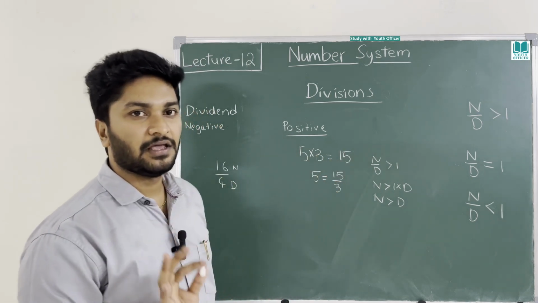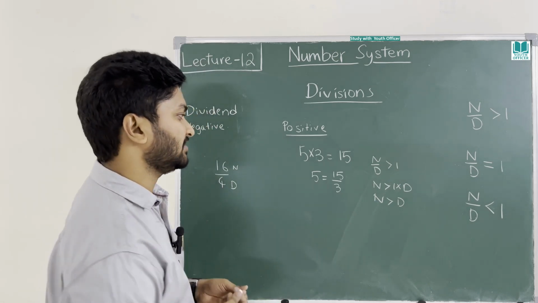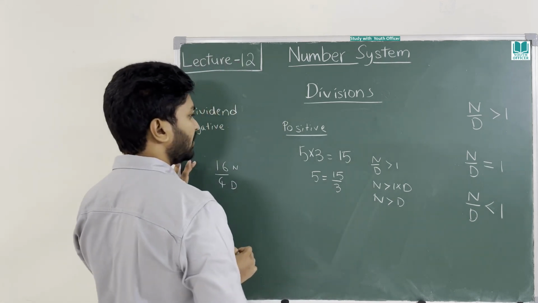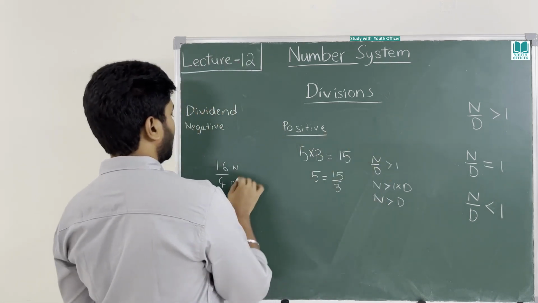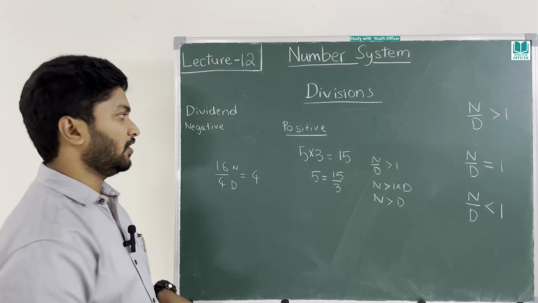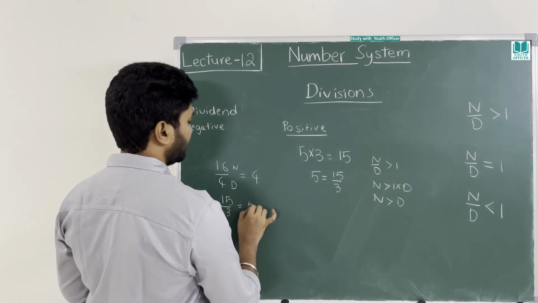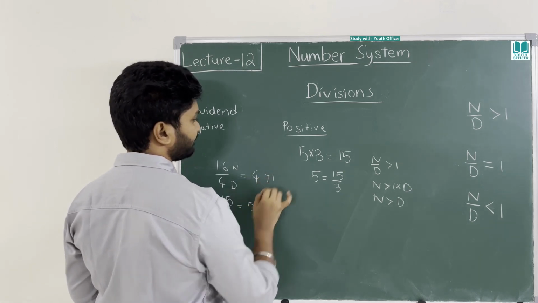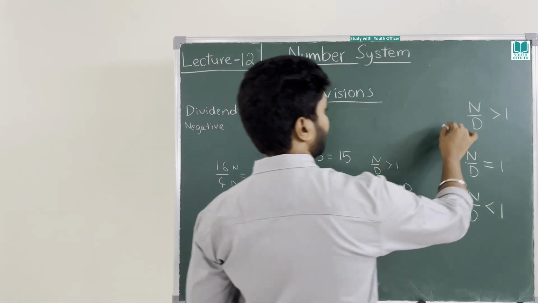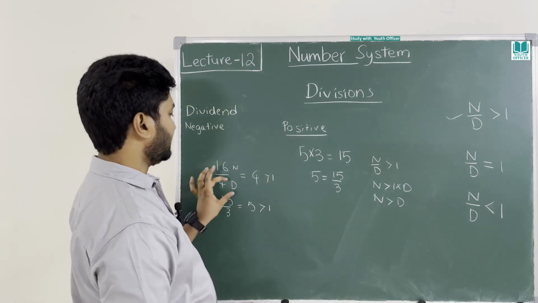Please concentrate here. Once you know positive numbers, slowly you can get used to negative numbers as well. Now, n should be greater than d, then only it will be greater than 1. The answer of 16 by 4 is 4, which is greater than 1. Or 15 by 3, the answer is 5, also greater than 1. Whenever you want an answer greater than 1, the numerator should be greater than the denominator.